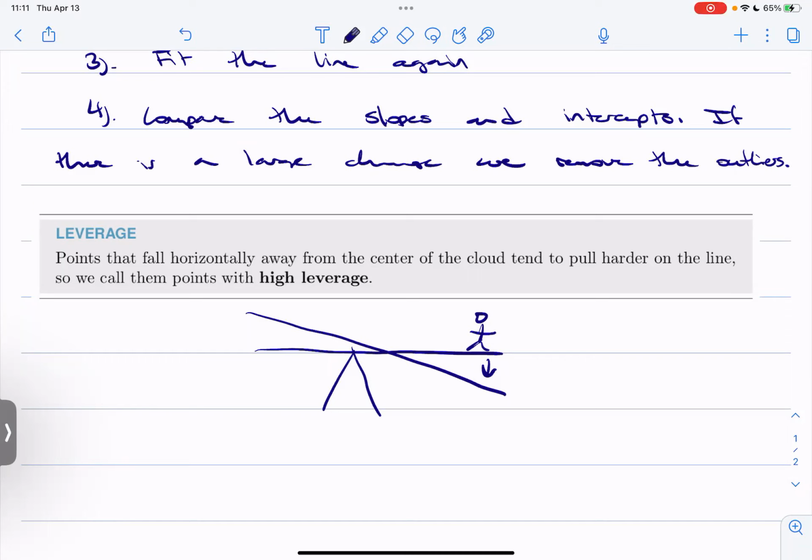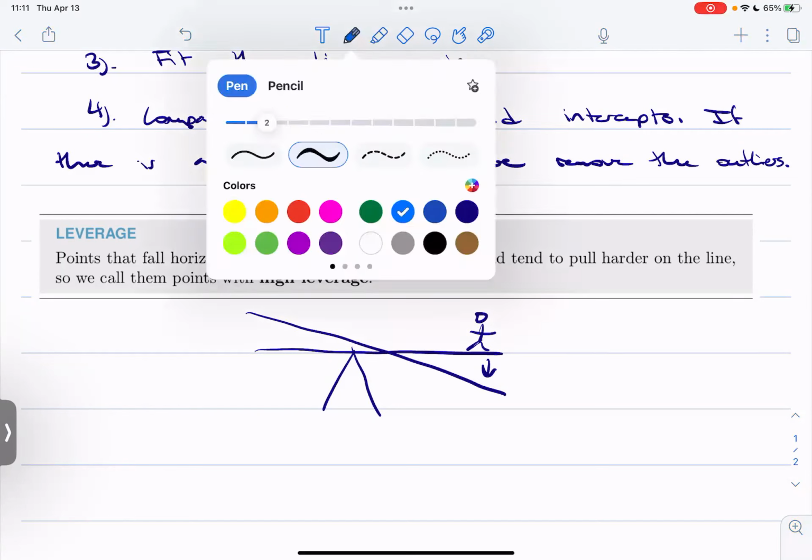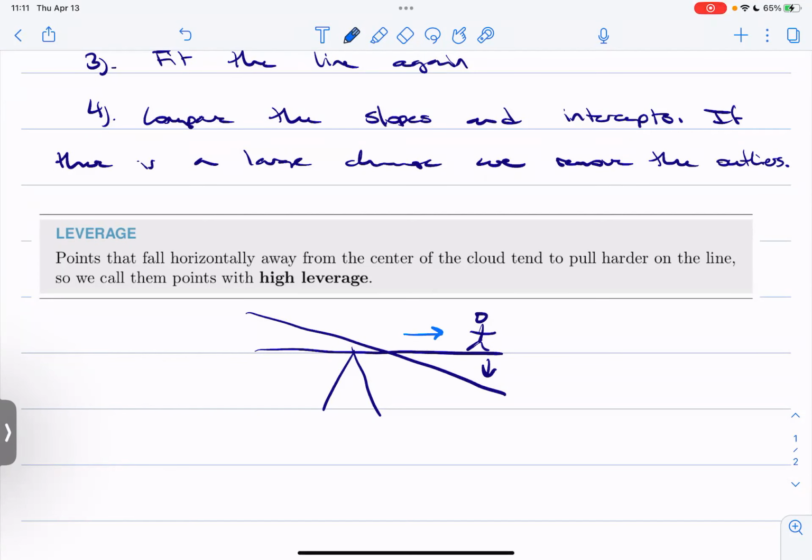So the further he moves out, so this little guy, as he moves out, the more it's going to impact the seesaw. And so that's what moving further out horizontally from the center of the cloud does: they tend to pull harder on the line. And so just keep an eye out for that. And we call them high leverage.